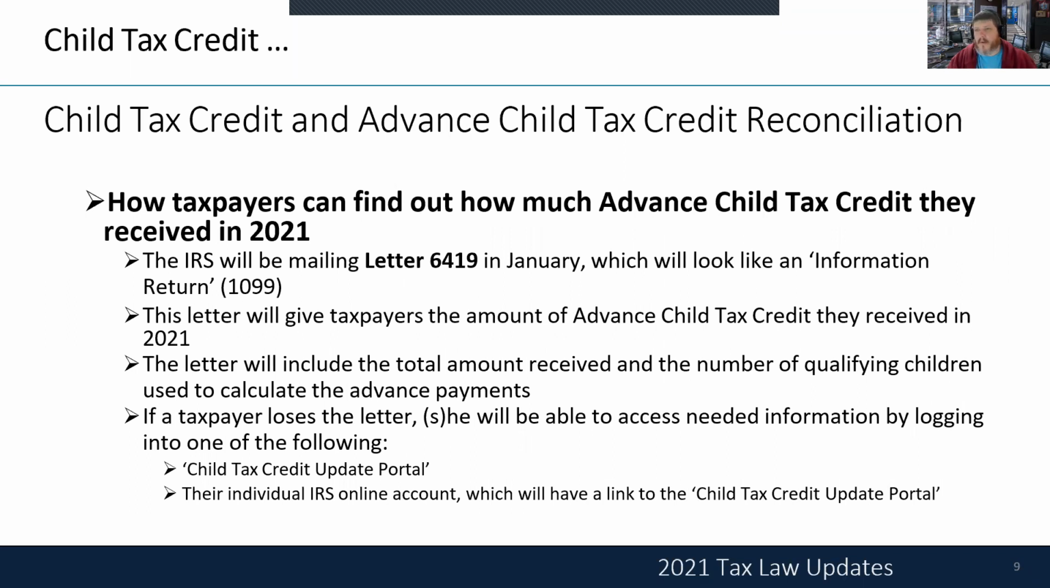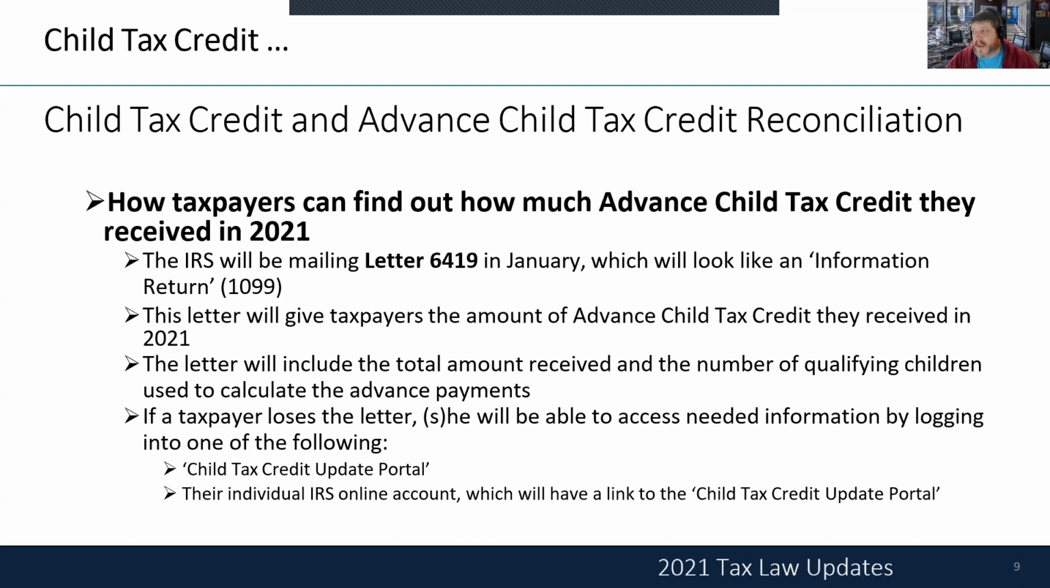Just because they got more than they were supposed to get in advanced child tax credit doesn't necessarily mean that they're going to have to pay it all back. And I'm going to talk about that in a couple of slides. So how do they find out how much advanced child tax credit they got? Well, the answer is the IRS is sending that letter we talked about earlier, which is Letter 6419.